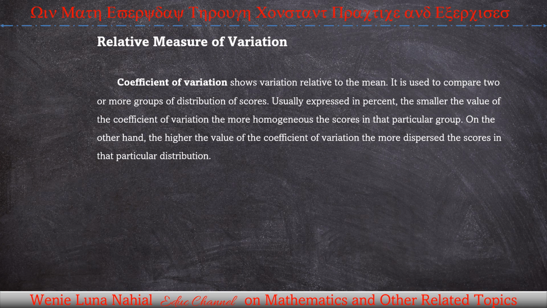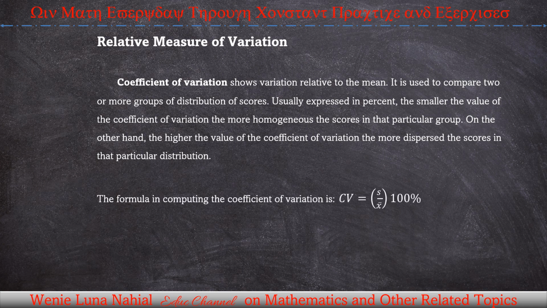Coefficient of variation shows variation relative to the mean. It is used to compare two or more groups of distribution of scores, usually expressed in percent. The smaller the value of the coefficient of variation, the more homogeneous the scores in that particular group. On the other hand, the higher the value of the coefficient of variation, the more dispersed the scores in that particular distribution.